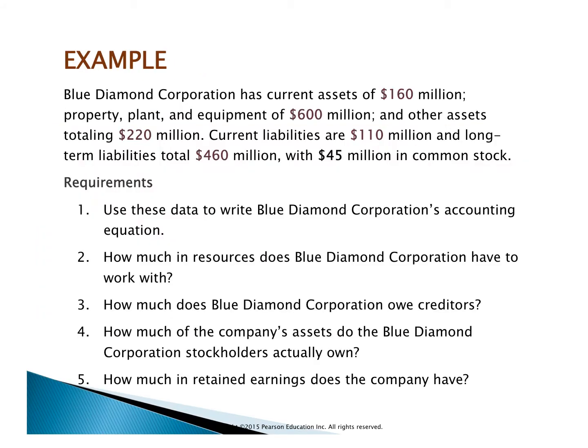Let's take a look at an example. Blue Diamond Corporation has current assets of $160 million, property, plant, and equipment of $600 million, and other assets totaling $220 million. Current liabilities are $110 million, and long-term liabilities total $460 million, with $45 million in common stock. Using this information, let's write out the accounting equation, determine the resources available, determine the amounts owed to creditors, how much of the assets the stockholders actually own, and how much in retained earnings the company has.